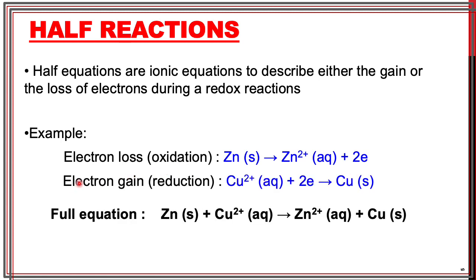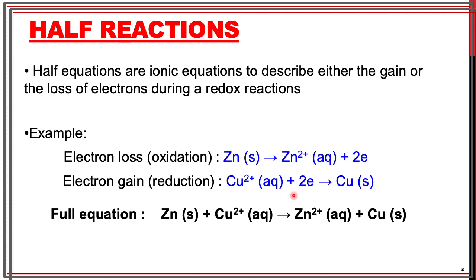And then the second equation is the reduction reaction. This one is electron gain, which means it accepts electrons from the other atom in the oxidation reaction. For example, here I have copper 2 plus. Because its shell does not have enough electrons, it can accept 2 electrons from the other atom to become copper. So this is the half equation for the oxidation reaction, and this is the half equation for the reduction reaction.